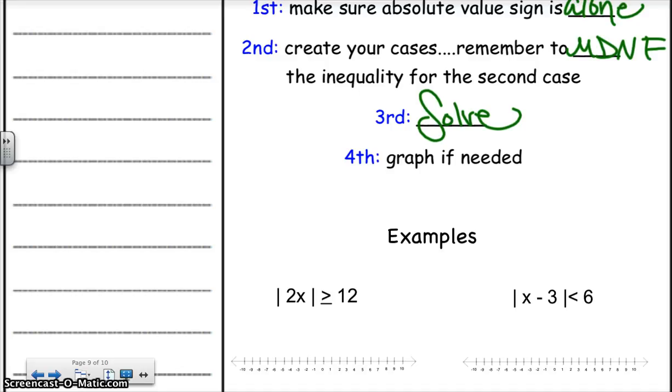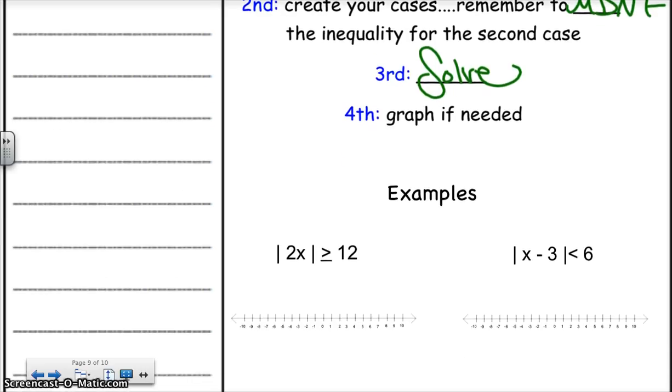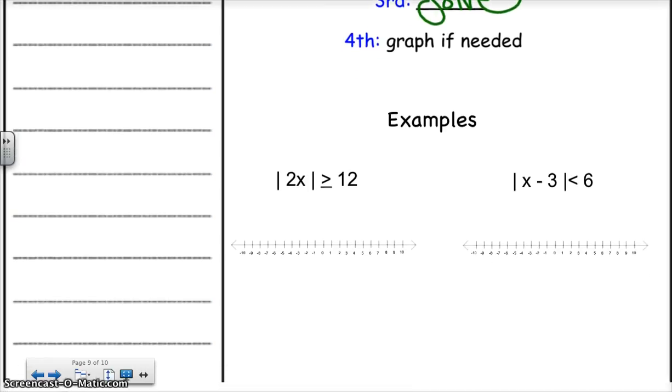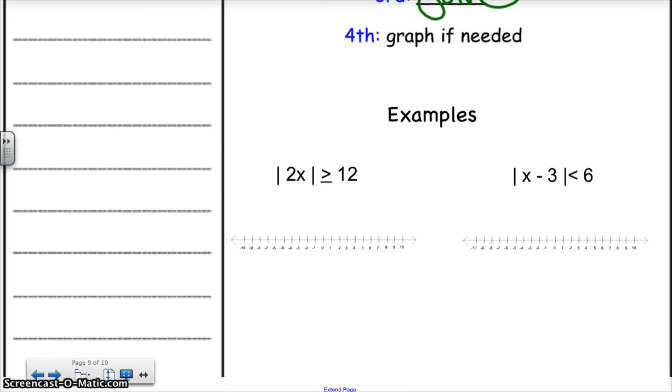So, I make sure the absolute value sign is alone. I create my cases. When I create my negative case, I MD and F it. I solve and I graph if needed. Let's see what this is all about. Of course, the first ones I'm gonna start out easy, okay? The absolute value of 2x is bigger than or equal to 12.